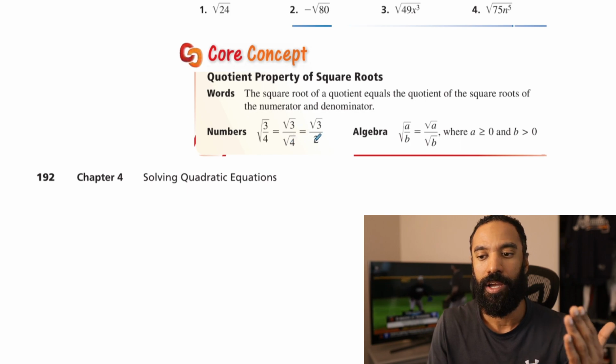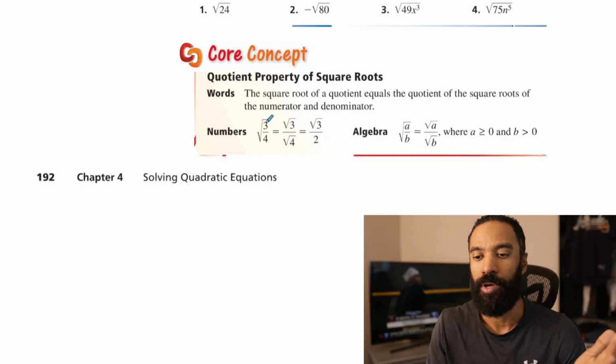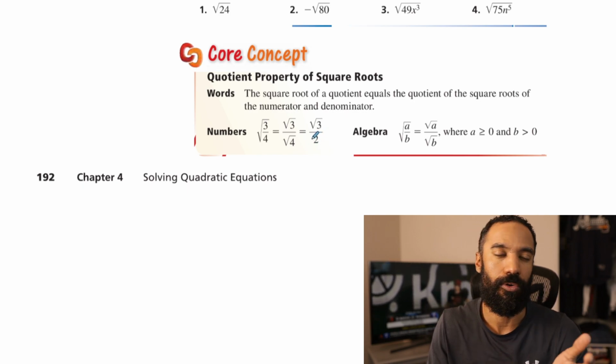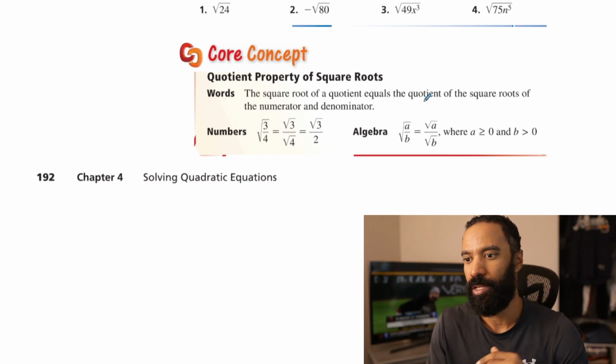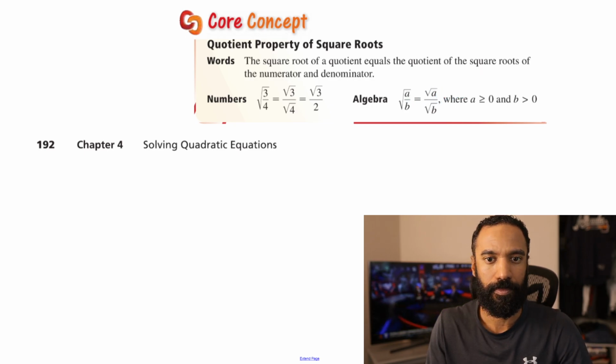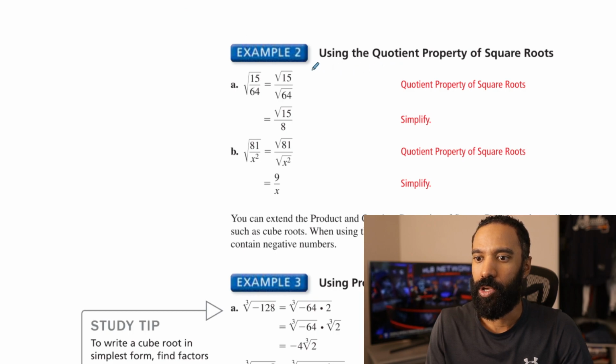Thankfully, 4 is a perfect square. The square root of 4 is 2. So root 3/4 becomes root 3 over 2. You do need whole numbers in the denominator. That's going to kind of be a thing. So algebraically, it looks like that, splitting up into two things there. Okay. So here are some examples.